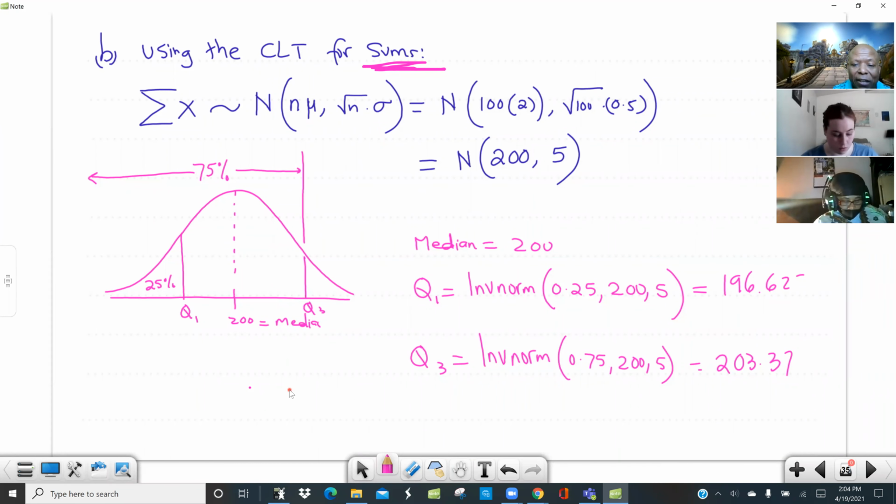Again, the median is the same as the mean here in the middle, because the mean and the median always agree for a normal distribution.